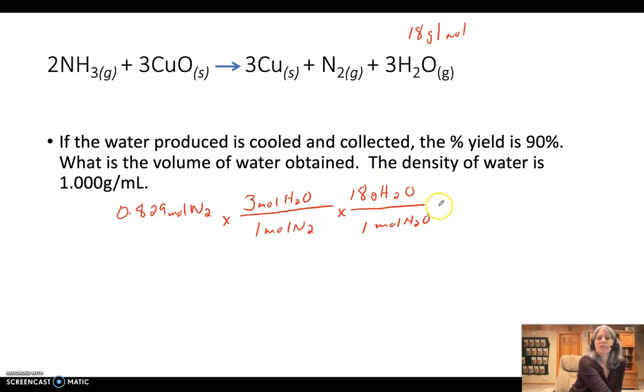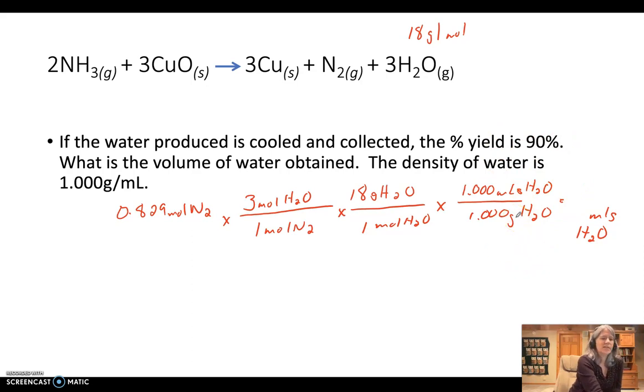In this case, we want to know the volume of water, right? So we need this conversion of 1.000 grams of water is the same as 1.000 milliliters of water. Okay, is this going to give us the volume of water? Well, this would give us the volume of water if everything goes perfectly. We're told it goes only 90%. But let's calculate our theoretical yield, and then once we take 90% of that, that'll tell us how much we actually have.